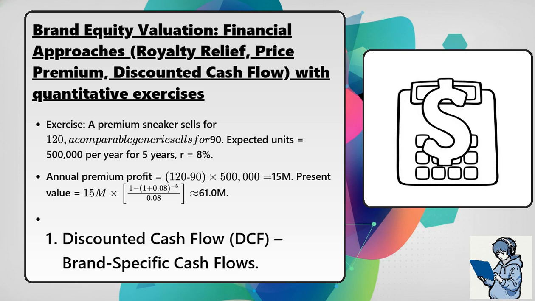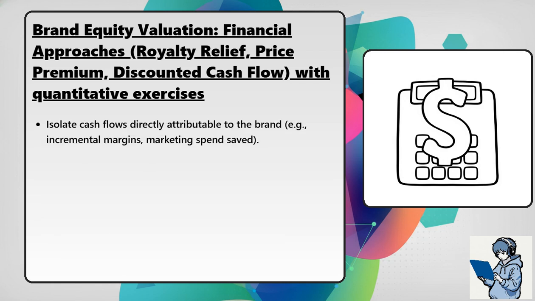3. Discounted cash flow, DCF, brand-specific cash flows. Isolate cash flows directly attributable to the brand. For example, incremental margins, marketing spend saved. V equals the sum from t equals 1 to N of brand cash flow at time t, divided by (1 plus r) raised to the t power.